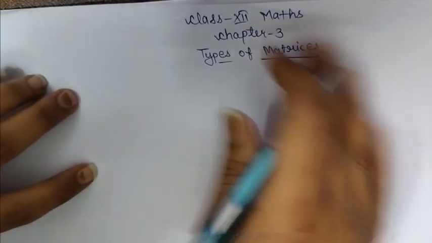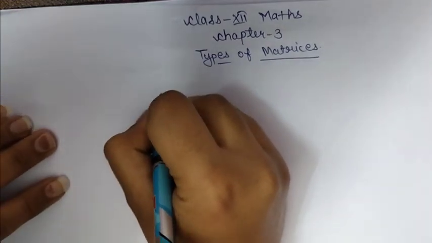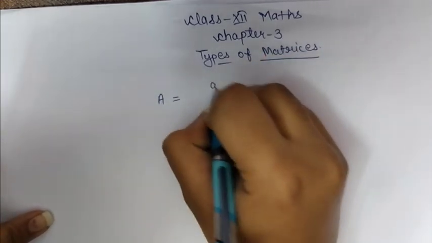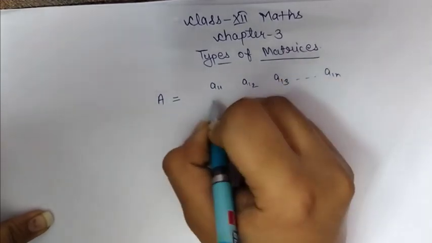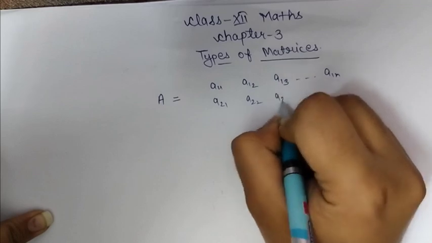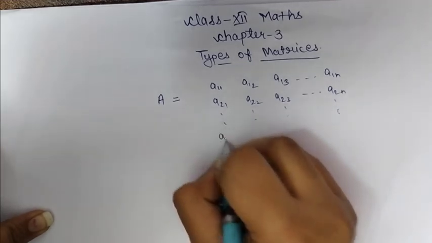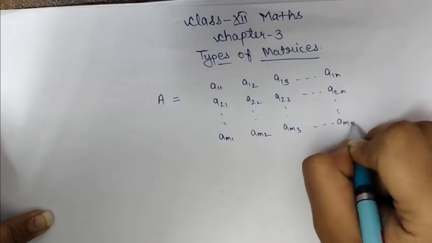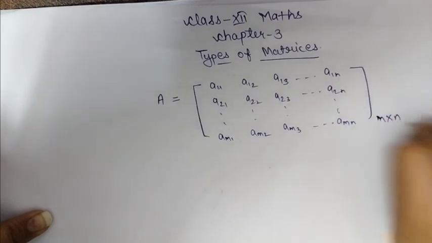So as you know, a matrix can be defined as an ordered rectangular array of numbers or functions. If we have a matrix A, it can be represented by A11, A12, A13 and so on up to A1n, A21, A22, A23 up to A2n, and here we will have Am1, Am2, Am3 and this is Amn. So we can say we have a matrix A which has the order m by n.